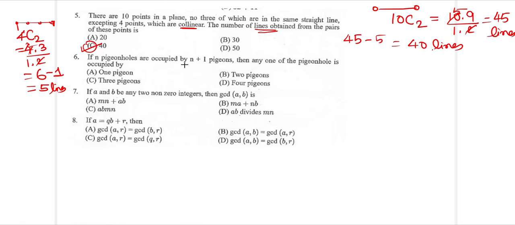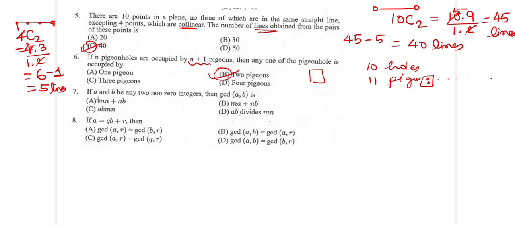If n holes are occupied by n plus 1 pigeons, then any one of the pigeonholes is occupied by how many pigeons? There is going to be plus 1 pigeon. So n holes are there, n plus 1 pigeons. So 10 holes are there, but there are 11 pigeons, meaning I can put 1, 1, 1 in each, and at least one hole will have 2, which is the extra pigeon in the other one. So the answer is 2 pigeons if there are n plus 1 pigeons.